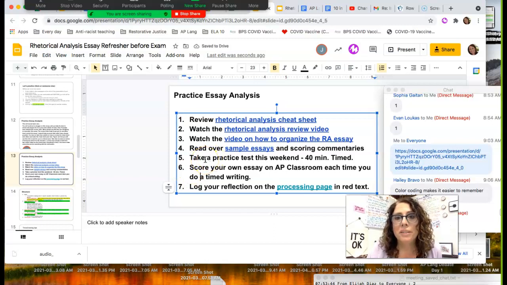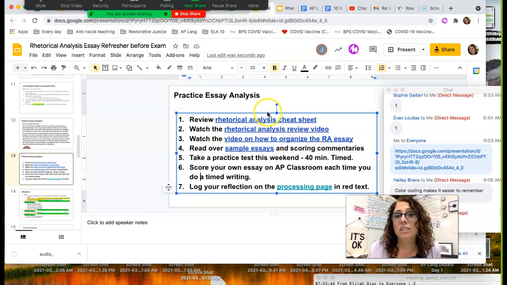Now, what's going to be hard about this is that starting Tuesday, we are moving on to the argument and the synthesis essays. I think this is going to be your hardest, and this is going to feel the most frustrating. This is why I started with this one in review, because we haven't done this since December.